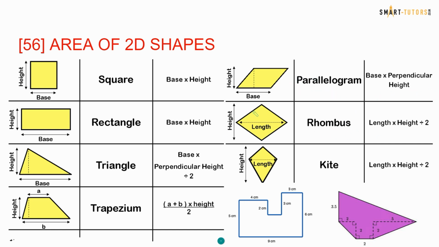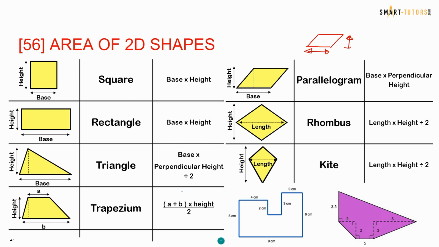But if the measurements of the rhombus are given as the diagonal height and the diagonal length, then the area is diagonal length times diagonal height divided by 2. If it is a kite, same equation as rhombus, length times height divided by 2. But if the rhombus is drawn the same as the parallelogram, you can use the base times height equation. That will work. Say for example, I'm not going to do this question, I'm trying to explain this question.